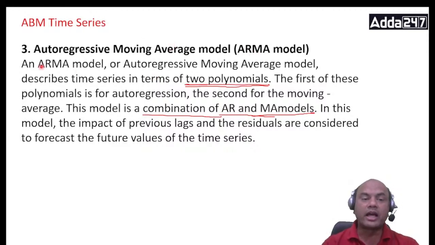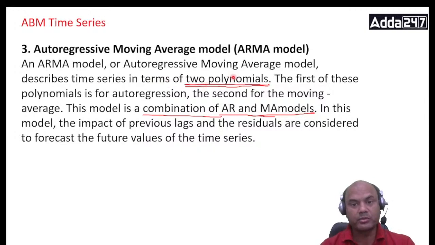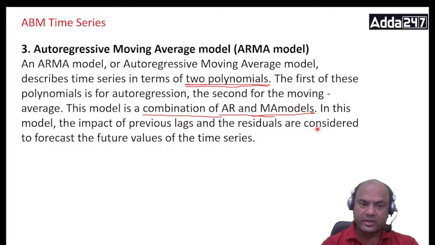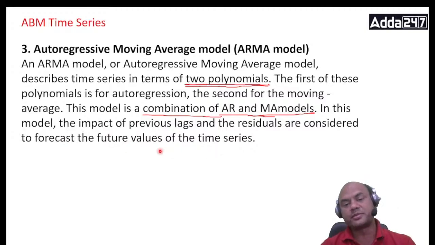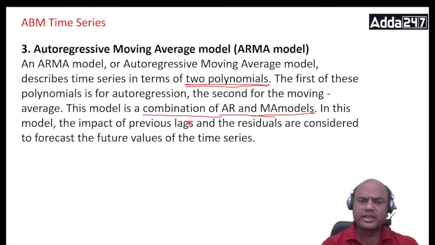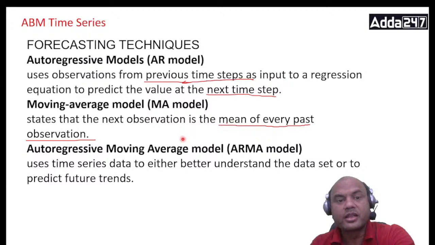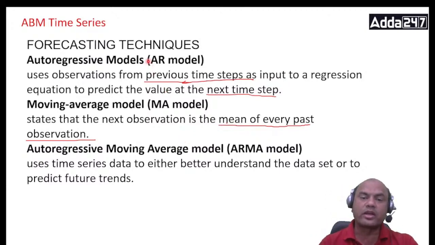Third one, the ARMA model, or auto-regressive moving average model. The ARMA model describes a time series in terms of two polynomials. Remember, again underlined words, two polynomials. The first of these polynomials is auto-regression and the second is moving average. So the model is a combination of AR and MA models. In this model, the impact of previous lags and residuals is considered to forecast the future values of the time series. Okay, future values. Now these are in short what I have given.